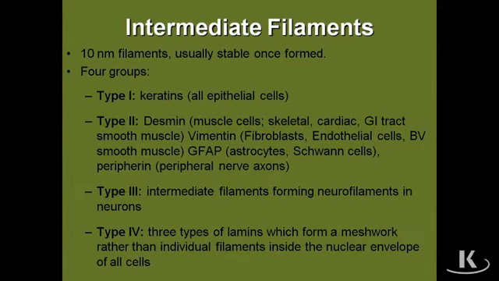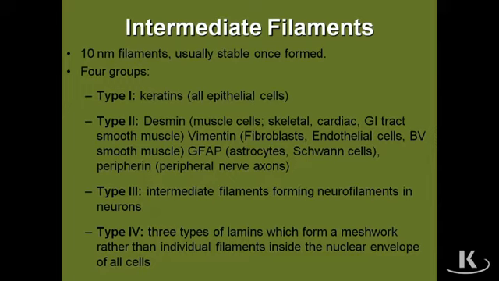Next, what about intermediate filaments? They consist of tissue-specific proteins, and overall they convey structural integrity to a particular cell. There are a couple of different types of intermediate filaments. Type 1 consists of keratins, and keratins basically are found in all epithelial cells, whether they are ectoderm, mesoderm, or endoderm derived in terms of embryology.